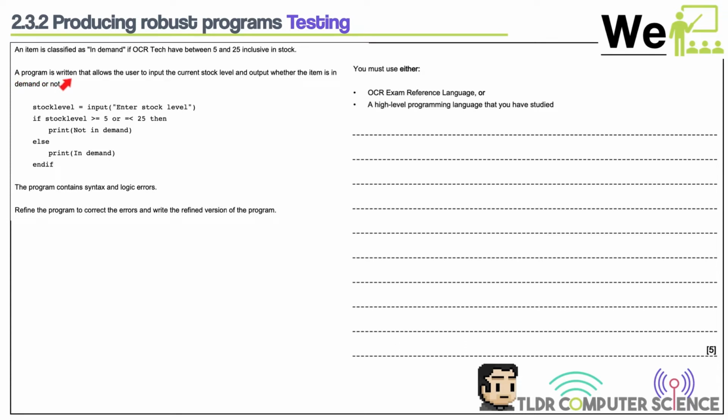A program is written that allows the user to input the current stock level and output whether the item is in demand or not. So depending on whether it's between 5 and 25. Stock level equals input enter stock level. So you can see in here, that wouldn't work for us for Python again, because we want that to be an integer. So we'd want to cast it. If the stock level is greater than or equal to 5 or less than or equal to 25, then print not in demand. And we'd want to put speech marks around there. Now that's where we might have an error. And print in demand is the issue.